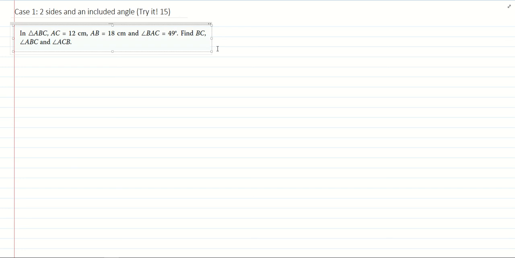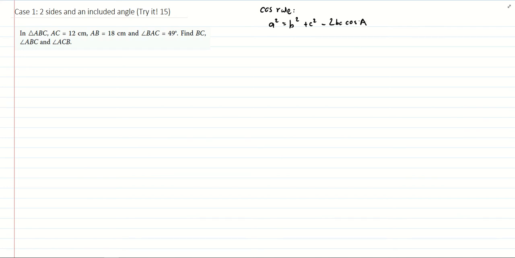Alright, so in this video, we will take a look at when we can apply our cosine rule. So let's write back our cosine rule just for a recap. The cosine rule states that if I have a triangle and I want to find one of the lengths, I can have a squared equals b squared plus c squared minus 2bc cosine A. So this is our cosine rule itself.